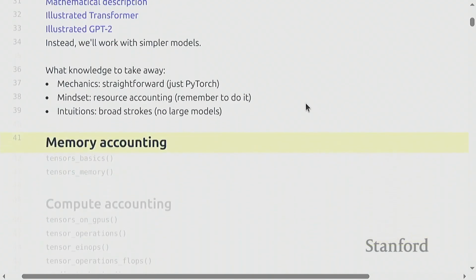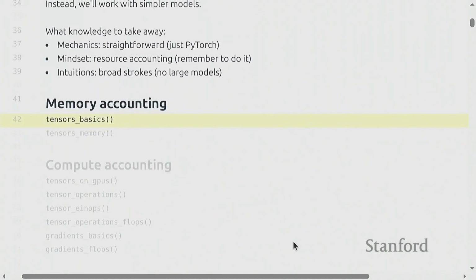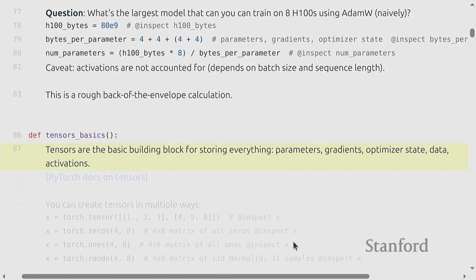Okay, so let's start with memory accounting. And then I'll talk about compute accounting, and then we'll build up, bottom up. Okay, so the best place to start is a tensor. So tensors are the building block for storing everything in deep learning: parameters, gradients, optimizer state, data, activations. There's sort of these atoms.